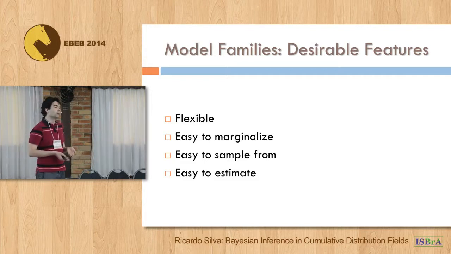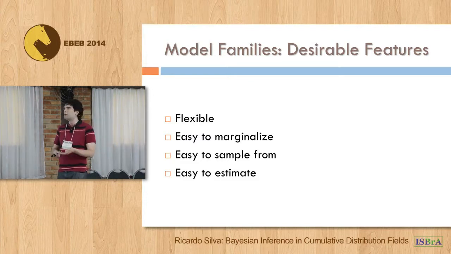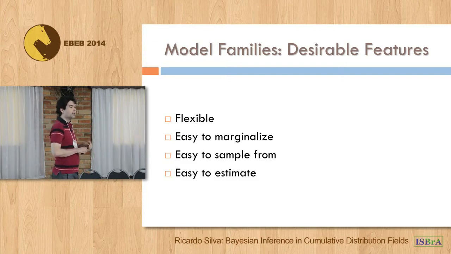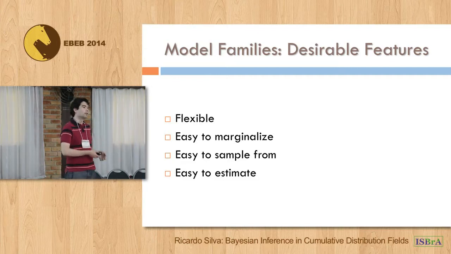We'd like our families to be flexible and to have some nice computational and statistical properties, such as being able to easily marginalize variables out of a multivariate distribution, and to sample from it. We also facilitate the statistical estimation of its parameters and structure. So we are used to that in general when people start modeling with Bayesian networks, Markov random fields, or directed acyclic graphical models, and so on and so forth. So factorizations play an important role in designing these graphical models.